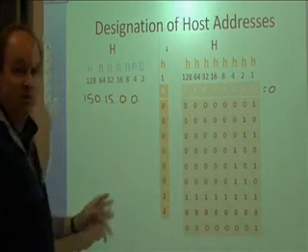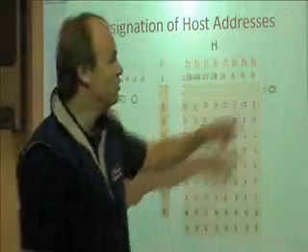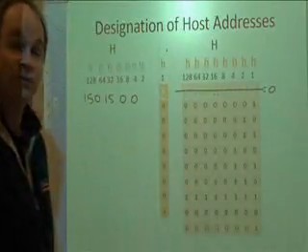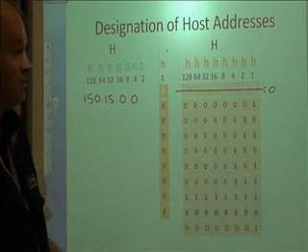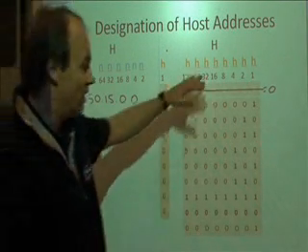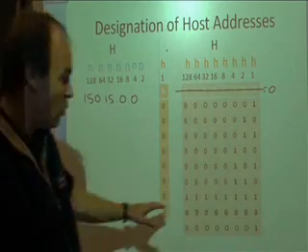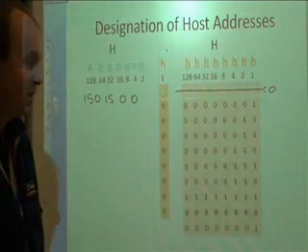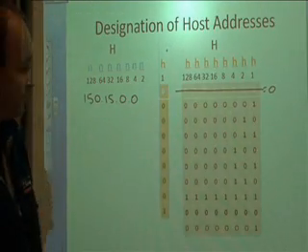150.15.0.0, this was subnet 0, our very first address, we couldn't use that one. So we say we don't allow that as an address for a particular host or a router's interface. That is not a possibility. Just like all the ones, the broadcast address is not used for host addressing. It's a reserved address to broadcast.